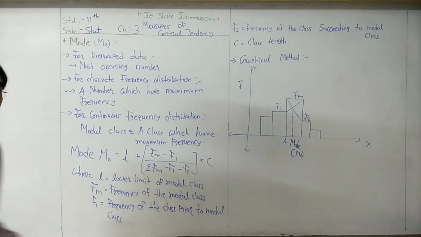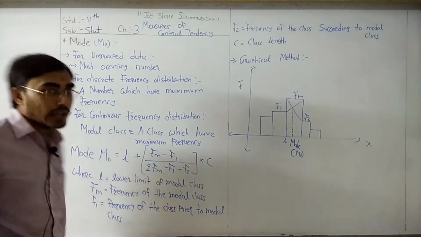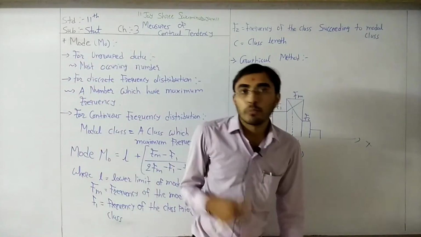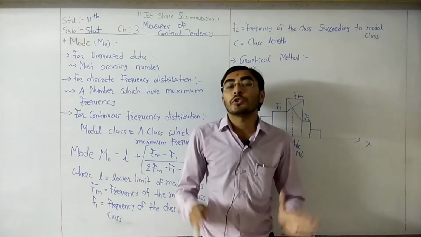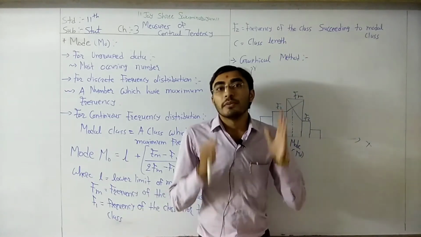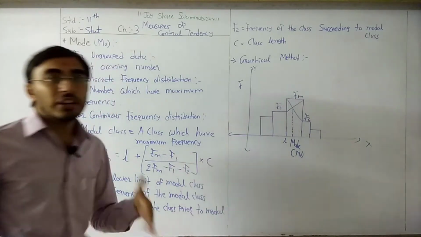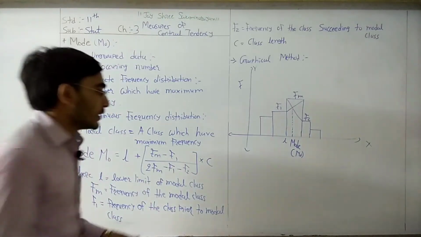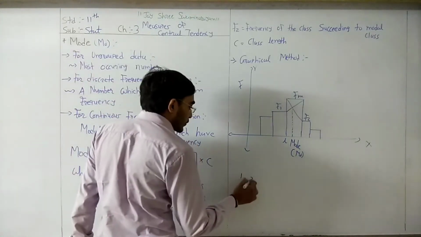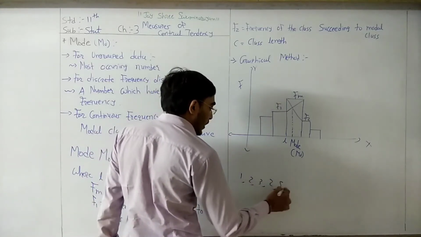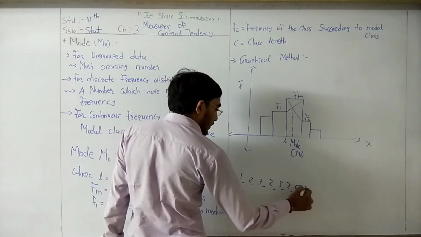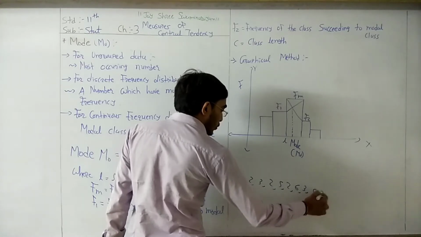Okay, if we have ungrouped data, then how can we find the mode? Mode means what? Most occurring number. That means if some number repeats more times, let's suppose we have data 1, 2, 3, 2, 5, 2, 6, 3, 5, 2.